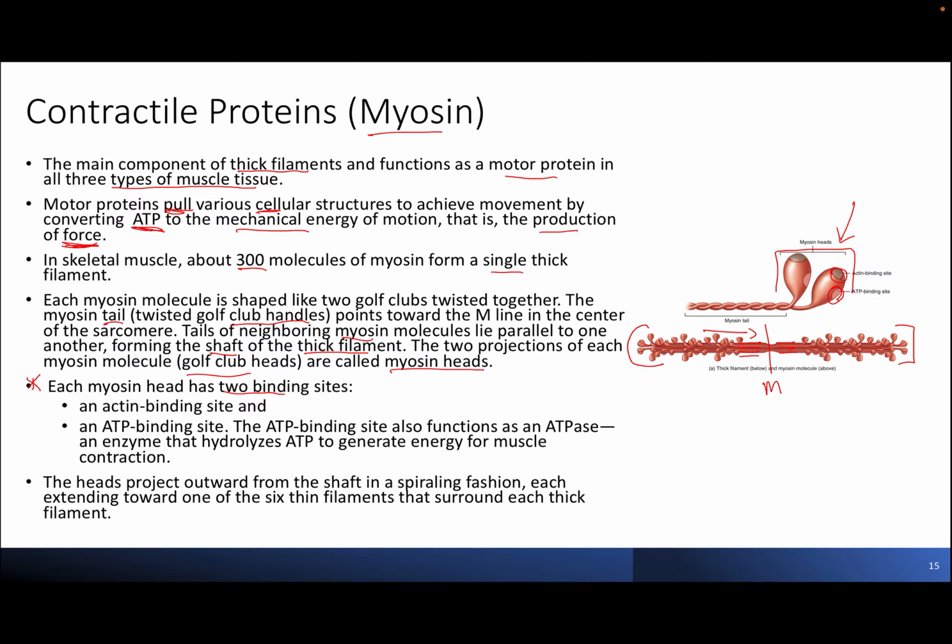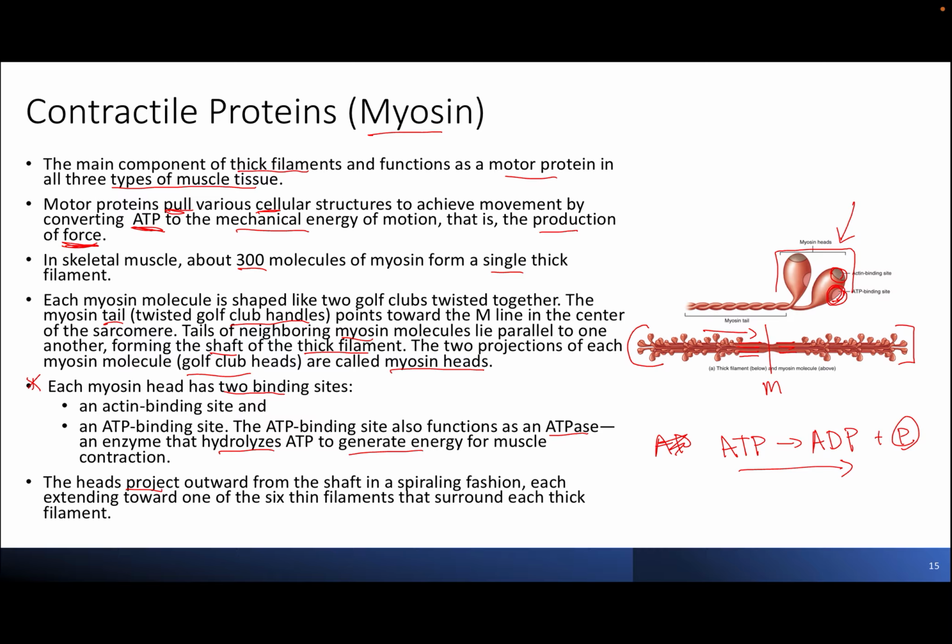And this is also going to have enzyme functionality. It's going to work as an ATPase. So this is an enzyme that's going to hydrolyze ATP, converting ATP into ADP plus our little phosphate molecule. This is going to produce our energy. This is our energy reaction. So ATP is going to bind here, and this hydrolysis reaction takes place at this binding site to generate the energy that we need for our muscle contraction.